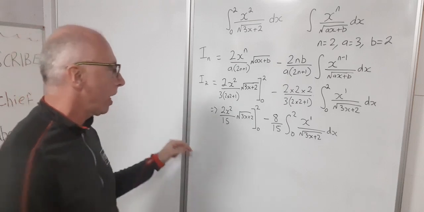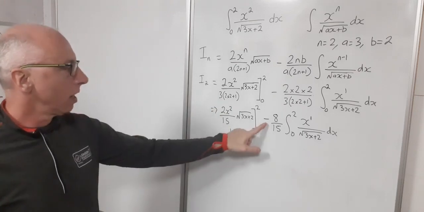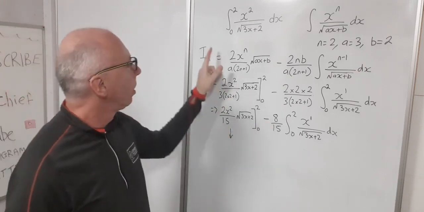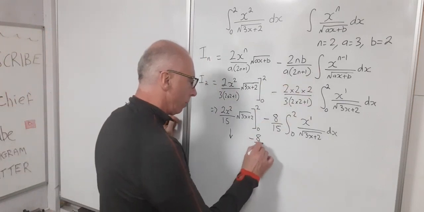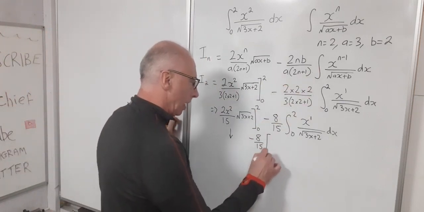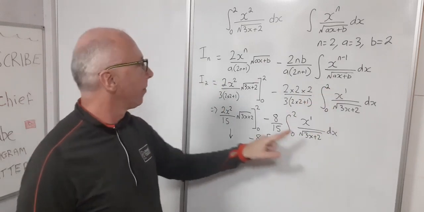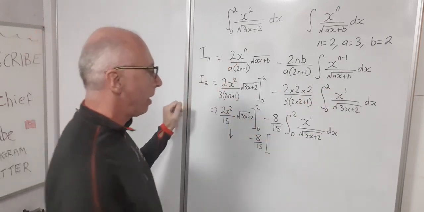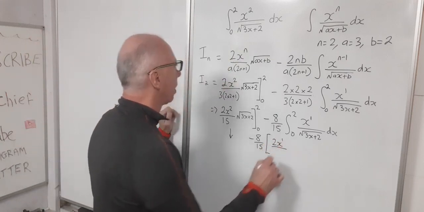So this one will just carry down. So I won't bother writing that out again just yet. But I've now got a constant multiple for all of that. So I've now got minus 8 over 15. And let's go again through this with this integral here. So I've got 2x to the power of n. So that's now just 2x, because x is to the power of 1.